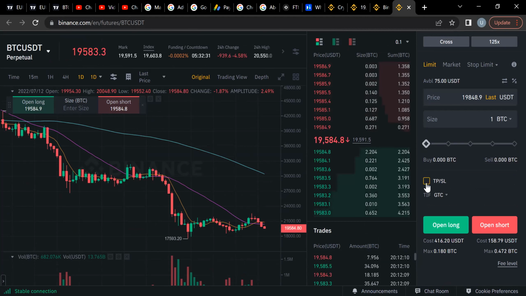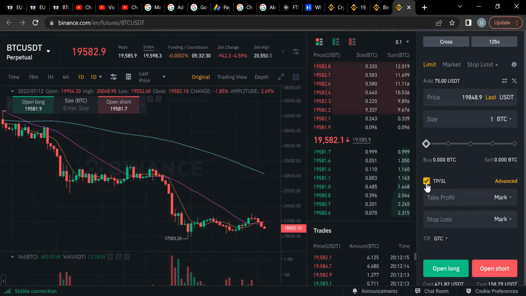You just have to click on this. It's also there on your mobile phone. You can just see it under the adjustment for your percentage. You see TP/SL. Just tap on it. When you tap on it, it's going to give you two options.